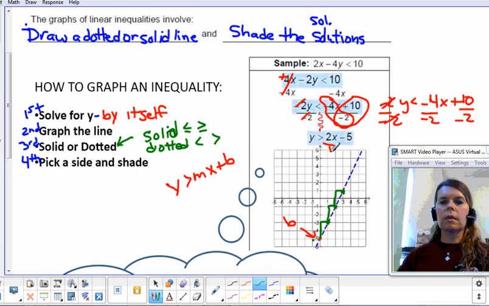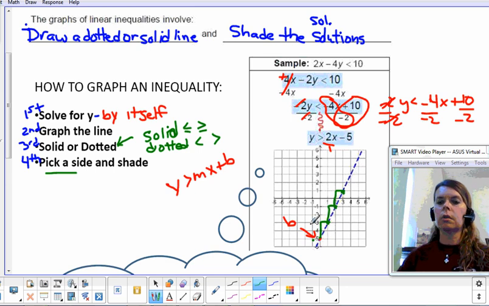So this one is strictly greater than, so it's going to be a dotted line. So notice there's a dotted line there. Then it says pick a side and shade it. This is how you decide. This says that y is bigger because the sign eats what's bigger, or the open part is toward what's bigger. The y's are bigger. Well, think about it. If the y's are bigger, y goes up or it goes down. Up is greater, down is lower.